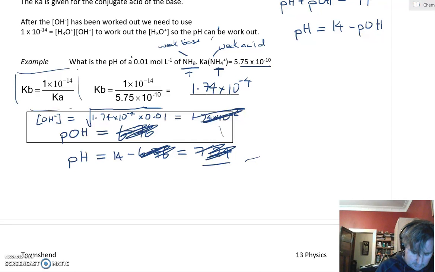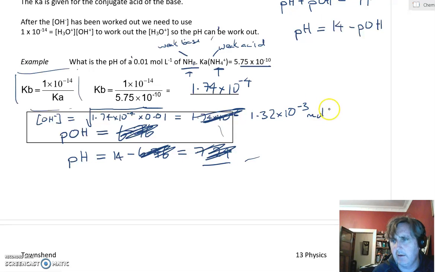1.74 exponential negative 4 times 0.01 equals. Now let's do the square root of that. Shift answer equals 1.31. Yeah, so this answer here is 1.32, sorry. 1.32 times 10 to the negative 3 moles per litre. And I'm just going to turn this into pOH. So I'm going to do the negative log of that.